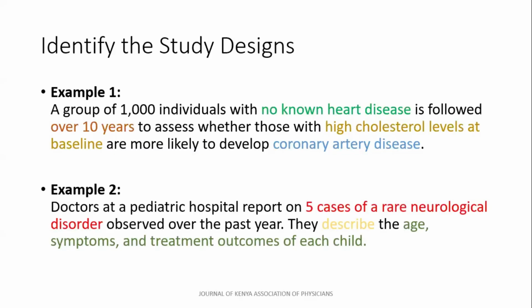Then the second example: doctors at a pediatric hospital report on 5 cases of a rare neurological disorder observed over the past year. They describe the age, symptoms, and treatment outcomes of each child. So what study design do you think this is?